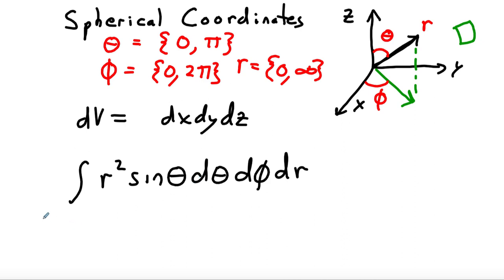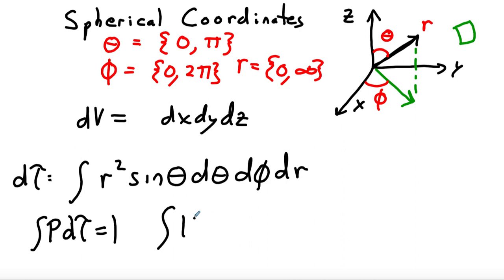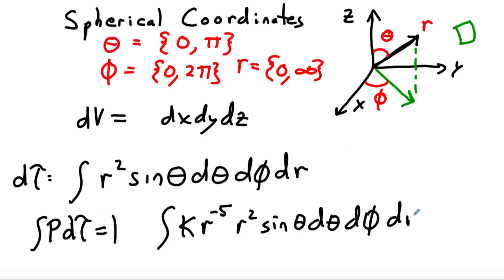So remember, what we're trying to do is say that the integral of the function times whatever the volume element is, we want this to equal 1. Okay, so let's write out our specific function. Our specific function is k times r to the negative fifth, and then we have our d tau, which is r squared sine of theta, d theta, d phi, dr.